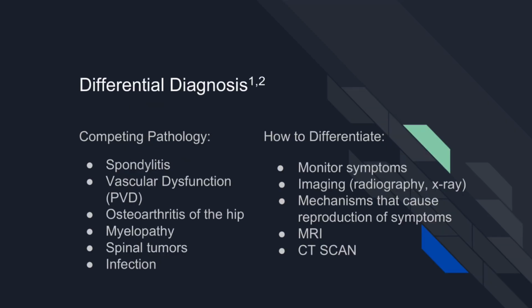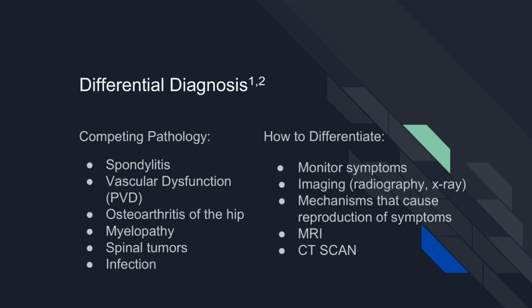For differential diagnosis, we have different pathologies. Spondylitis is really just a general term for inflammation around the vertebrae, in the areas of that inflammation that cause the functional limitation. While the one we're talking about today is when it gets so inflamed to the point that it pushes the vertebrae forward. That's how you can tell the difference. You also have vascular dysfunction, PVD, osteoarthritis of the hip, myopathy, spinal tumors, and infection.